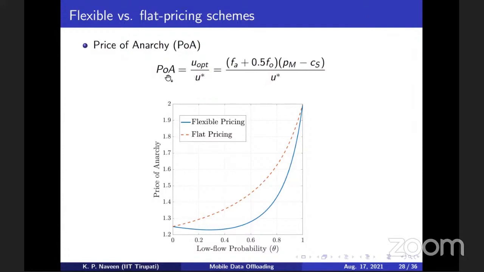And similarly, I can define the price of anarchy for the flexible pricing scheme, and I can similarly define it for the flat pricing scheme as well. Price of anarchy is always lower bounded by 1. We see that the flexible pricing scheme achieves a better price of anarchy, right? Lower POA means the utility achieved via the game theory solution is close to the social optimal.